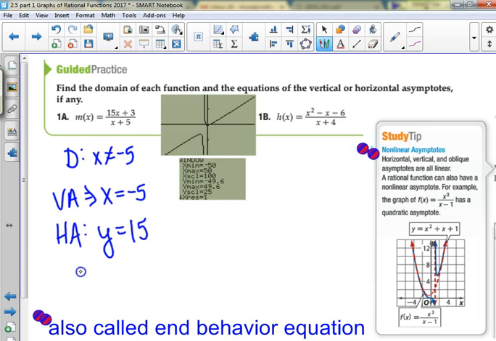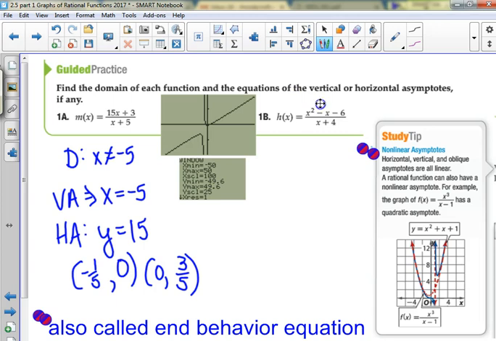If I set the top equal to 0, what will I get? -3 over 15 or -1/5. If I put a 0 in, what do I get out? Okay. This is not the graph that goes with this one. It's the graph that goes with this one.